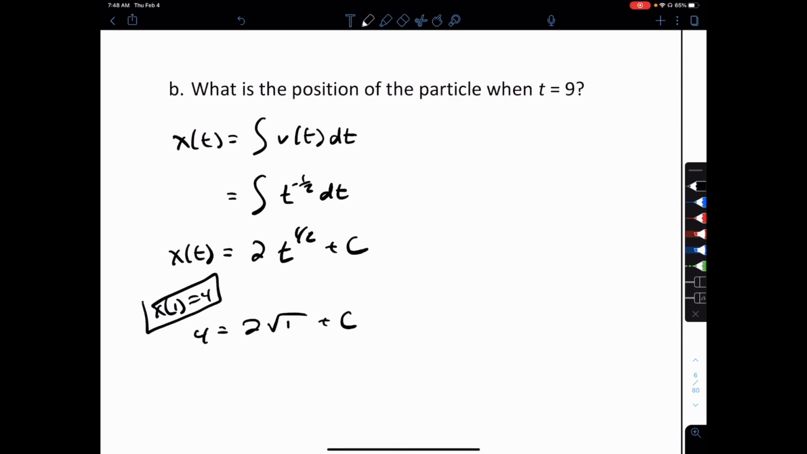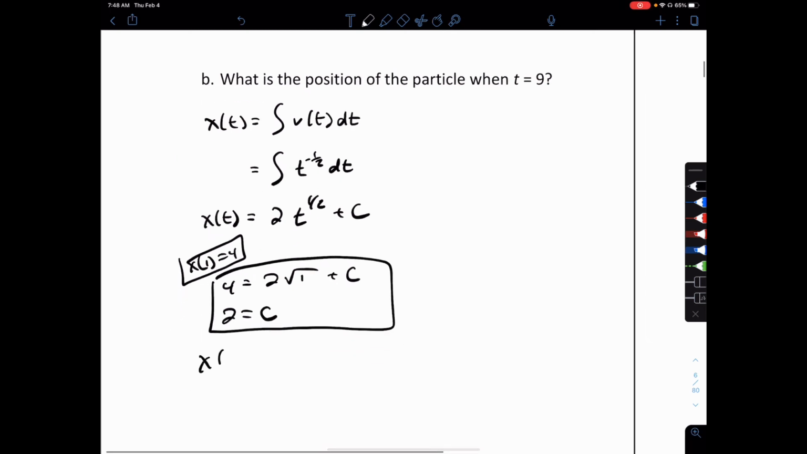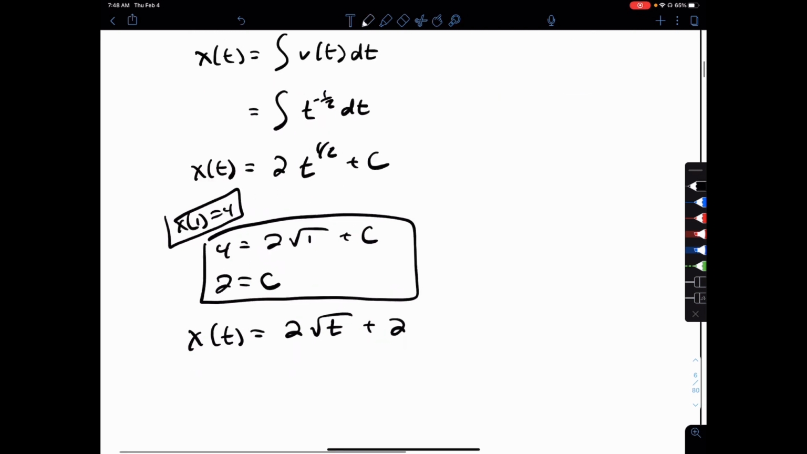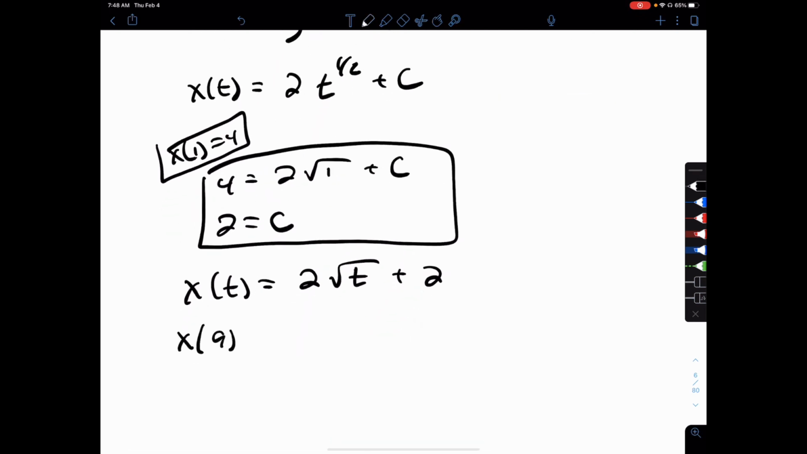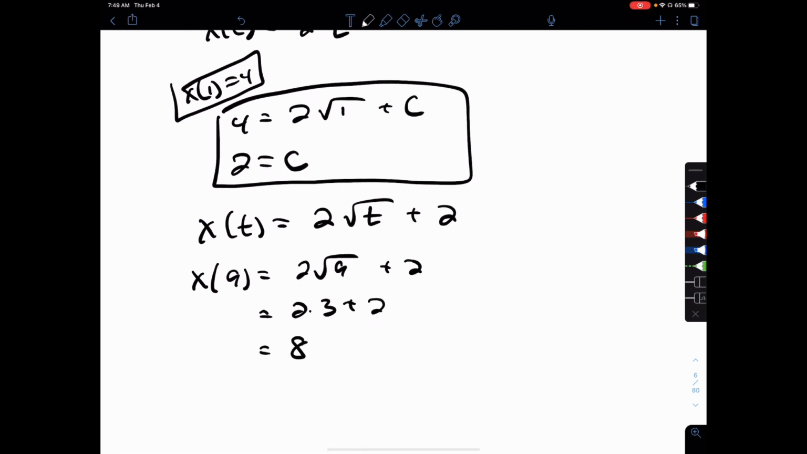2 times the square root of 1 is 2 times 1, which is 2. If I subtract 2 from both sides, I'm going to get c is 2. So my position function, officially, is 2 times the square root of t plus 2. What's the position when t is 9? Well, that's going to be x of 9 equals 2 times the square root of 9 plus 2. That's 2 times 3 plus 2. That's 6 plus 2, which is going to be 8. What kind of units? We don't know. Its position is going to be some type of linear unit, and we weren't told what it was.